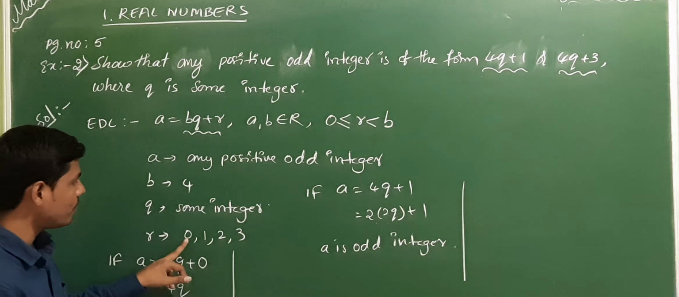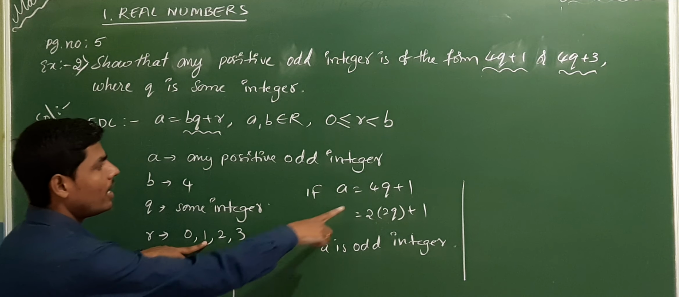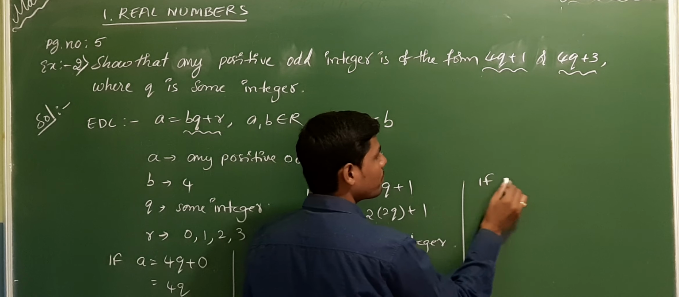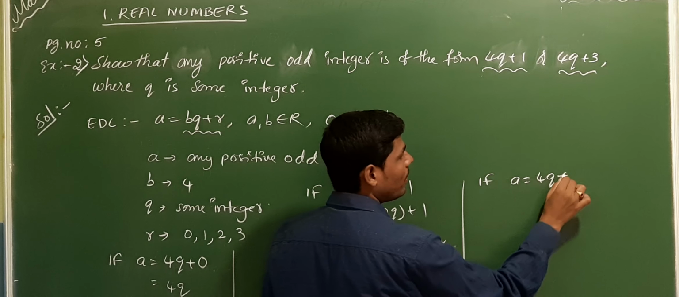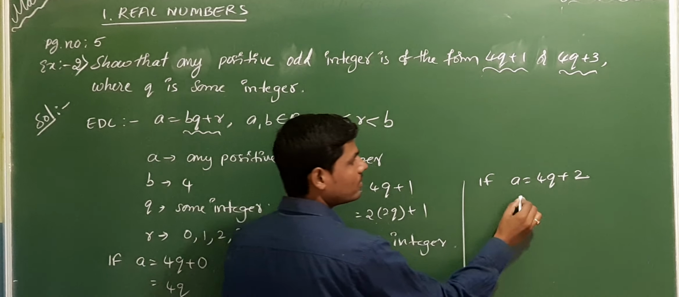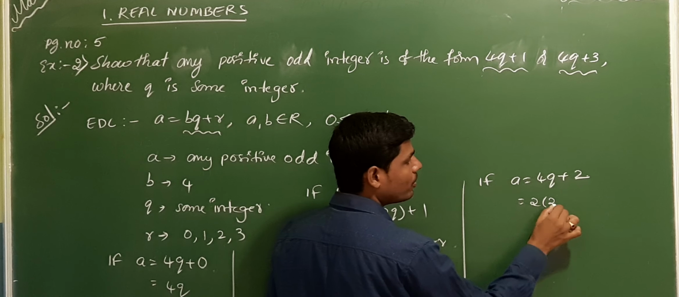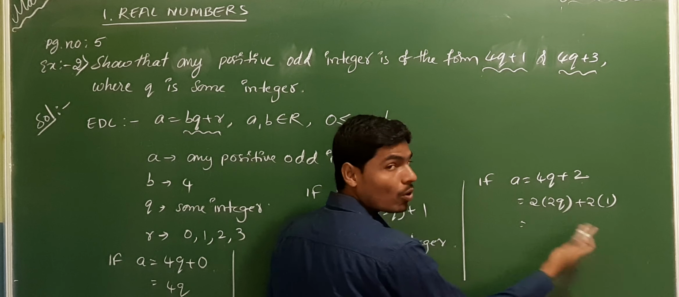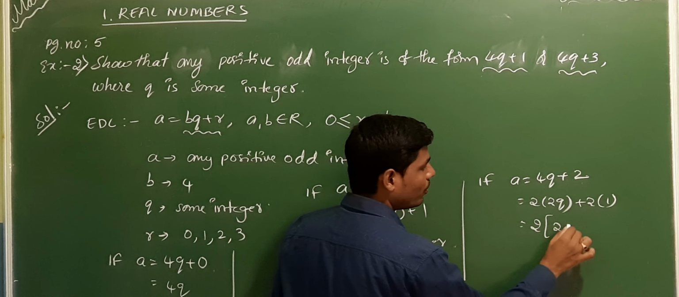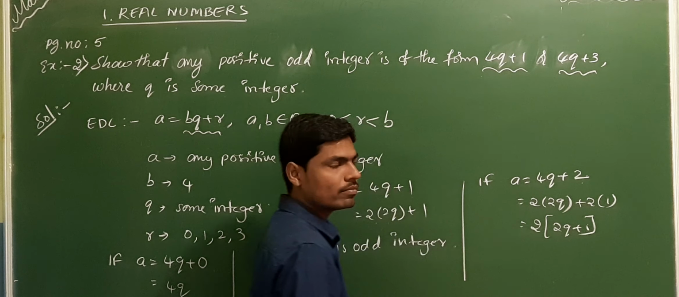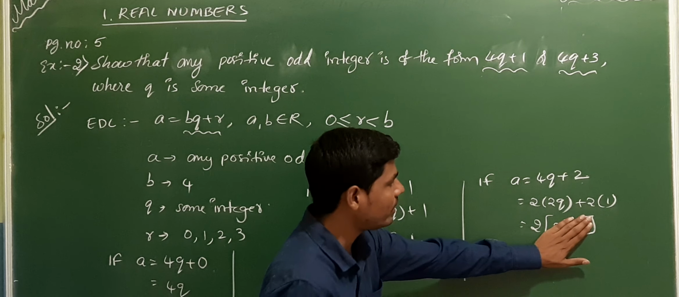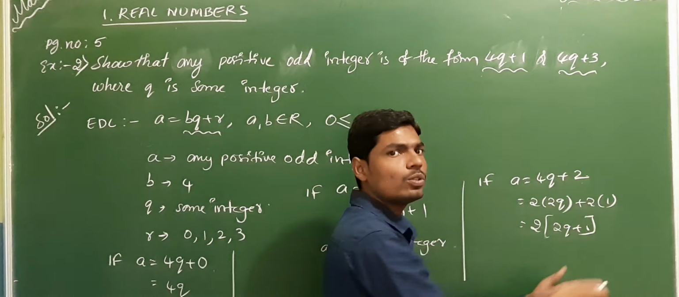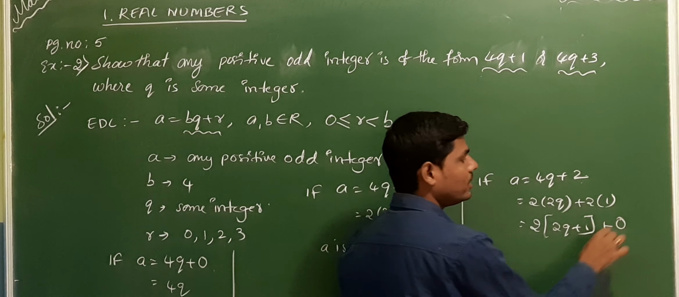Now take the third possibility. First we took remainder 0. Second we took remainder 1. Now we take 2 as the remainder. If A is equal to 4q plus 2, that is 2 into 2q plus 2 into 1. Take the 2 common here: 2 into 2q plus 1. Now it is completely a product with 2. It is a multiple of 2. There is no remainder left here, meaning the remainder is 0.